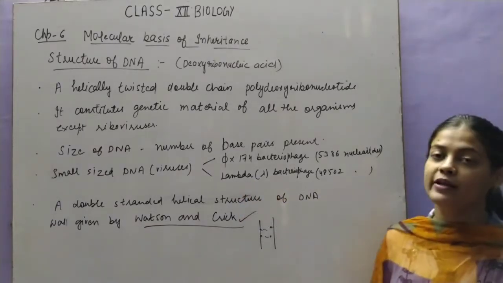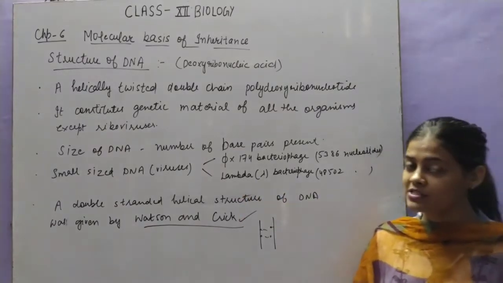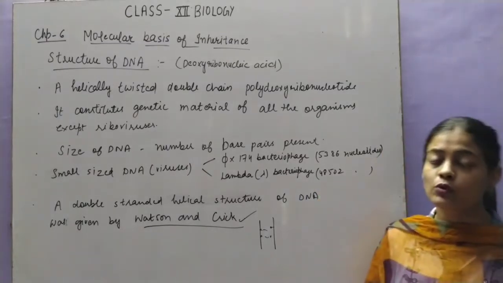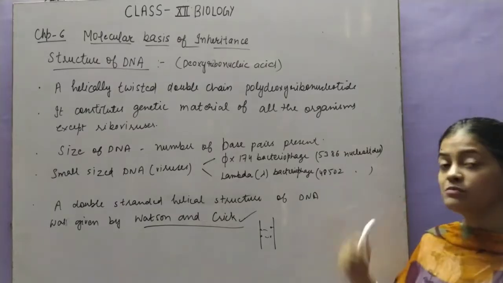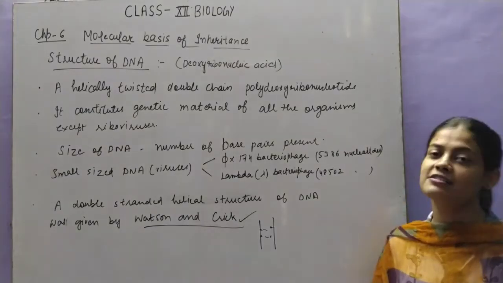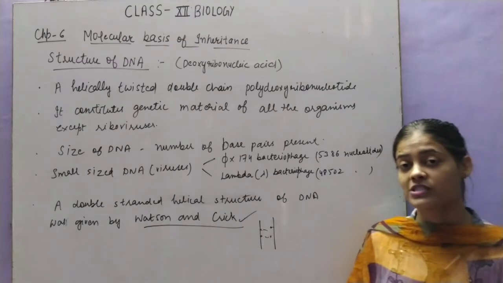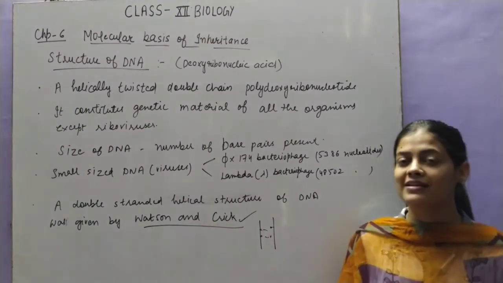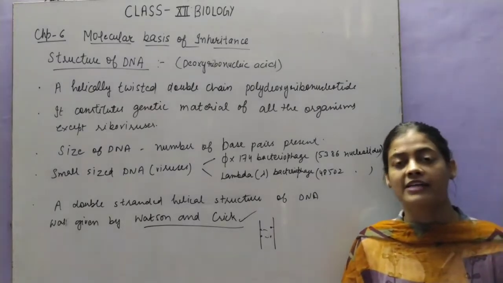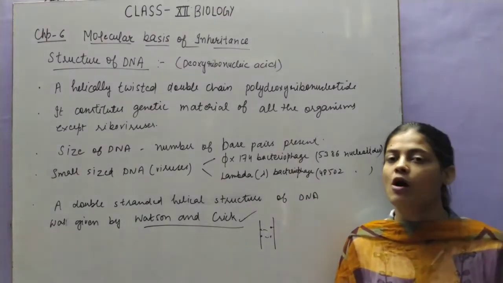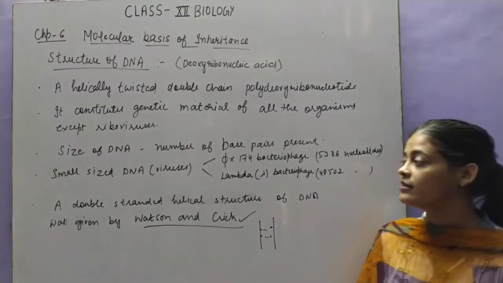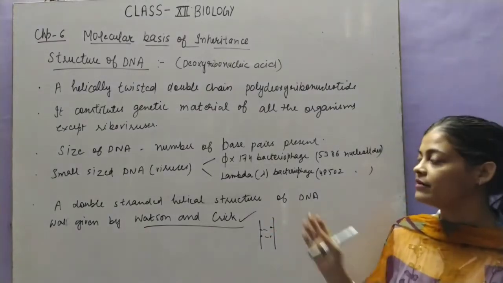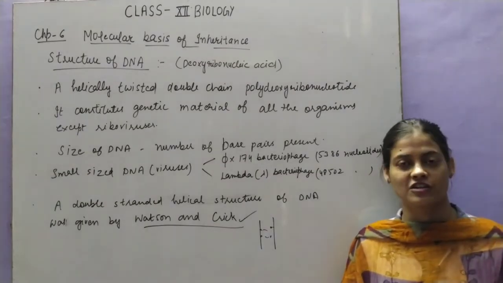Second is the lambda bacteriophage. It is also a virus with small size DNA which infects bacteria with 48502 nucleotides. So these are very small in number. This is a small sized DNA. So you can imagine they are in thousands, but still it is a small number. So you can imagine the large sized DNA has lakhs of billions of nucleotides in it. So let's study the Watson and Crick model of double-stranded helical structure of DNA.